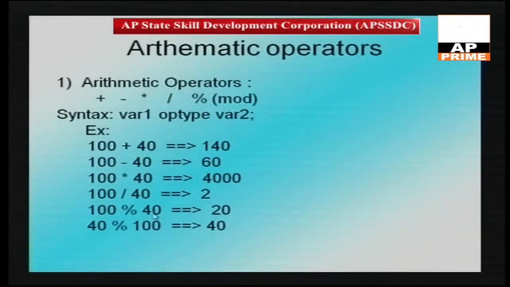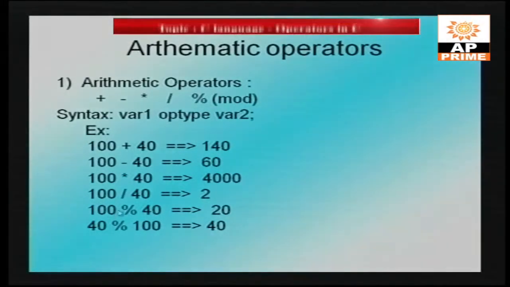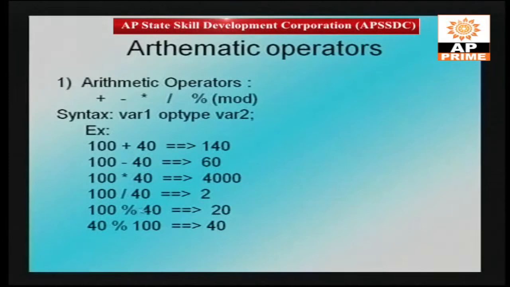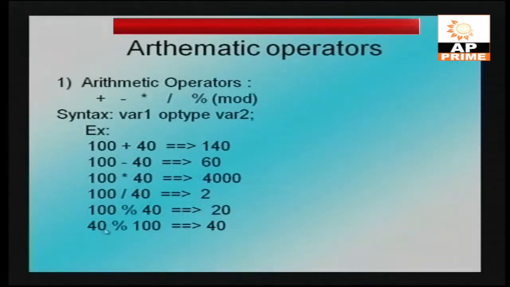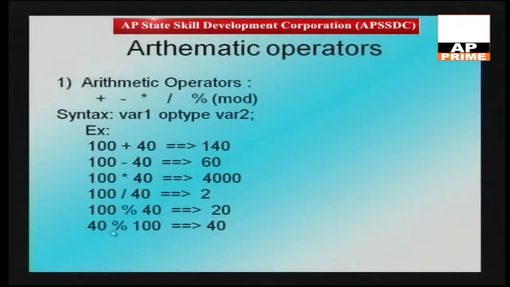100 mod 40, what is meant by 100 mod 40? Divide 100 by 40: 2 times 40 is 80, and the remainder is 20. Percentage indicates the remainder or mod value. Divided by indicates the quotient. If I use 40 mod 100, 40 is not directly divisible by 100, so consider only 40, the first number. It is only the mod value, the first number is treated as the mod.